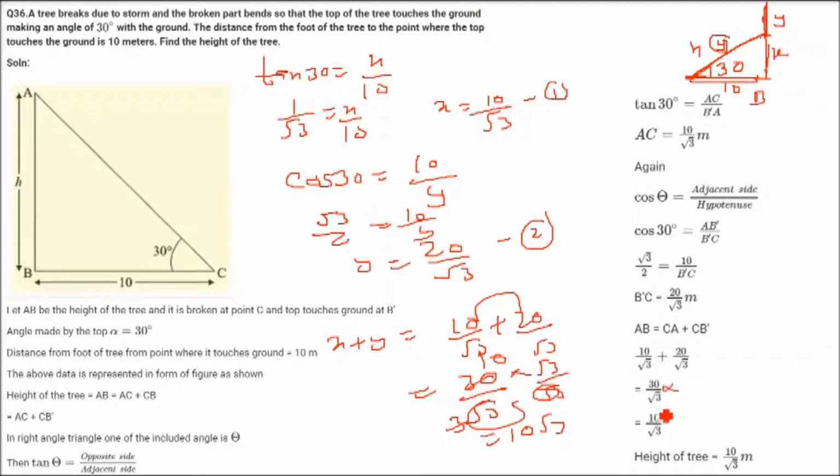So I'm just changing it. 30 by root 3, multiply numerator and denominator by root 3. This is going to be 3, and 3 times 10 is 30. So it will be 10 root 3. This is the answer.